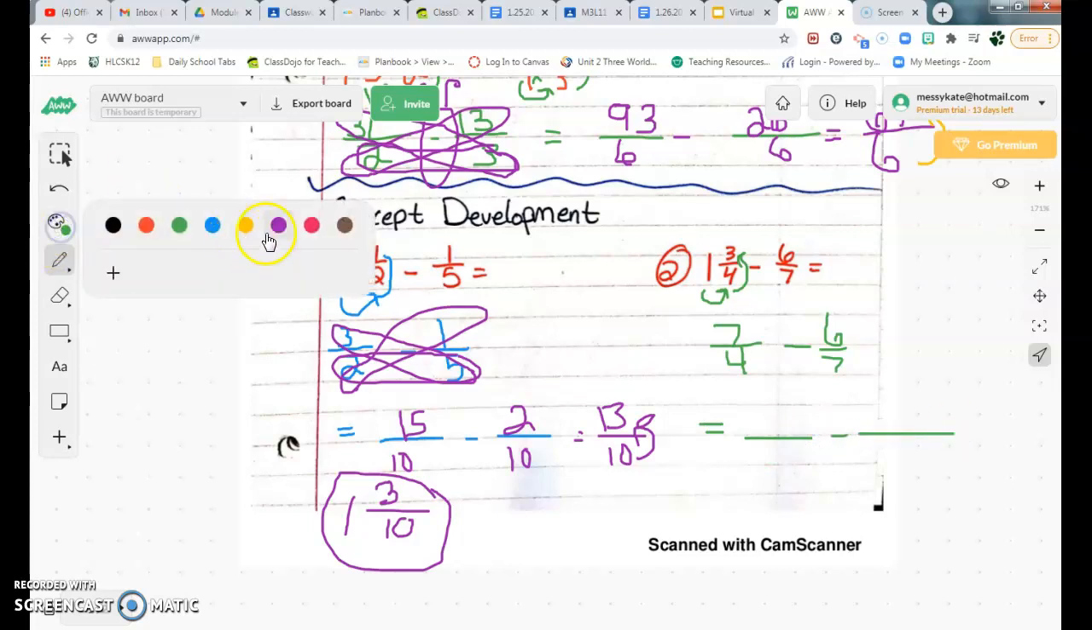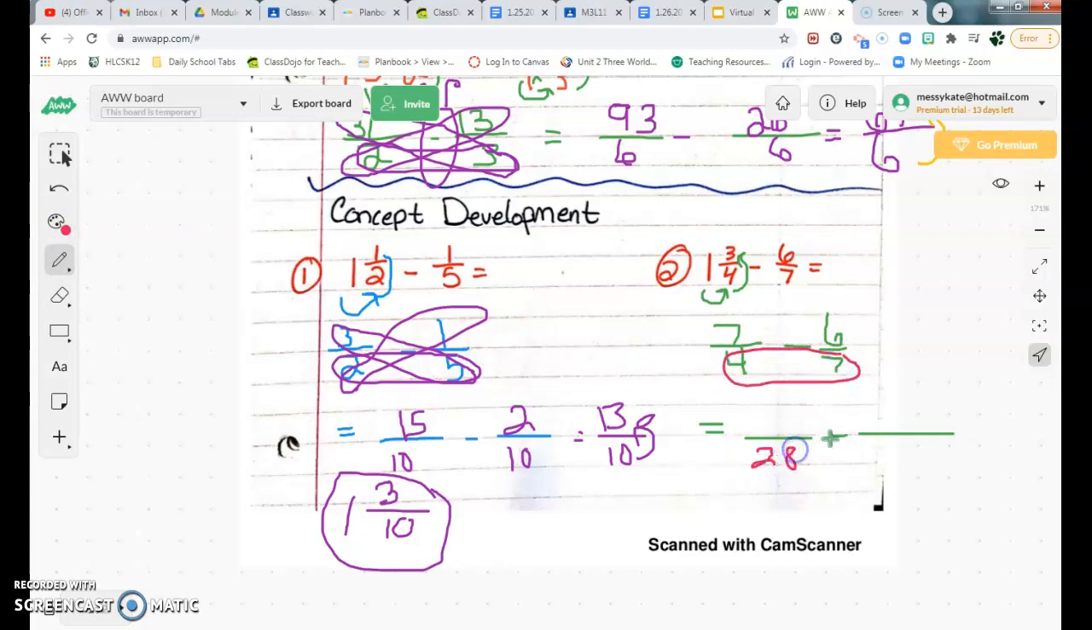Okay, let's see here. 4 and 7 is going to get me 28, so my denominator is going to be 28. And then my right wing, oh gosh, I keep saying that wrong. My left wing is 7 times 7, which is going to give me 49. My next wing of 4 times 6 is going to get me 24. Okay, my denominator is going to stay 28.